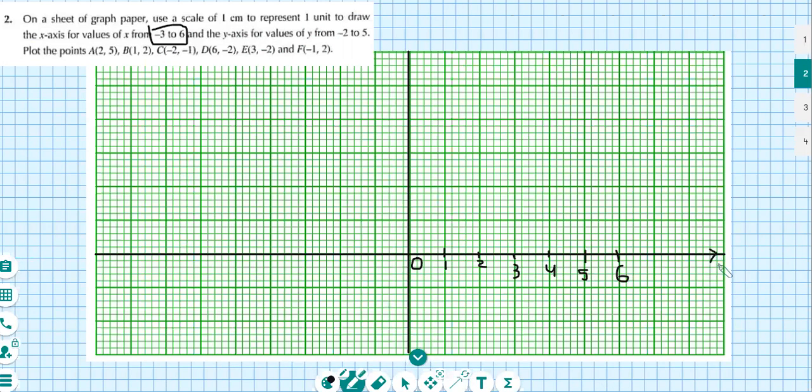This is x-axis. And it should start from -3. So it is -1 on the negative x-axis, -2 and -3. And along y-axis, -2 to 5. So it is -1 and -2, then 1, 2, 3, 4, and 5. So that is y along y-axis from -2 to 5.